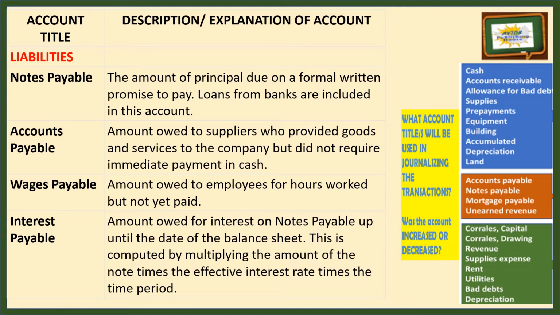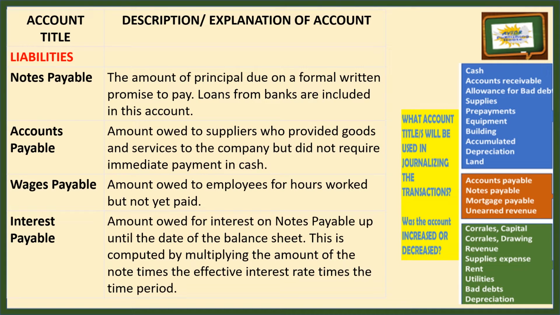So we go to the liabilities. We have notes payable, accounts payable, wages payable, interest payable, and other expenses payable. So notes payable is the amount of principal due on a formal written promise to pay. Loans from banks are included in this account.